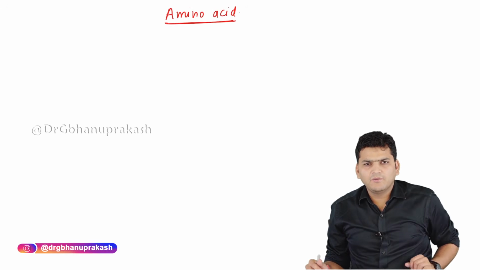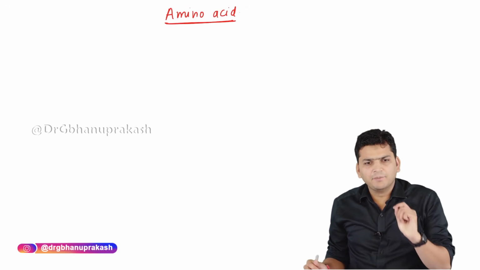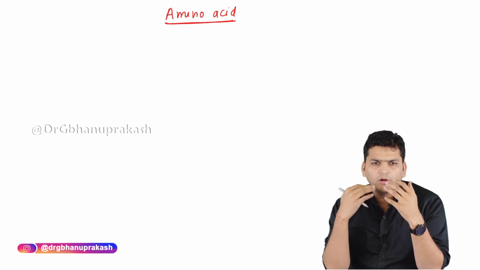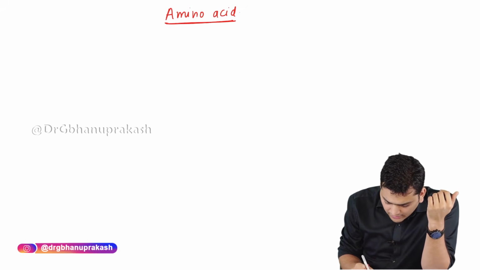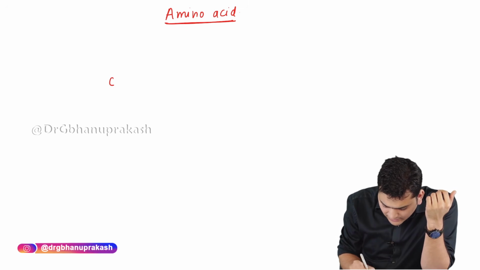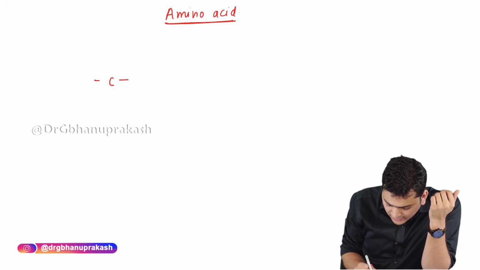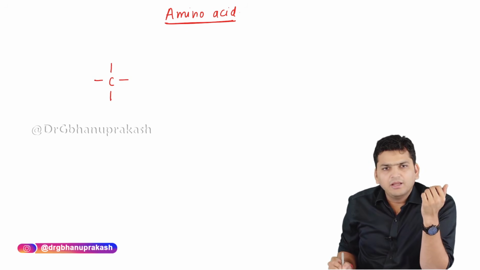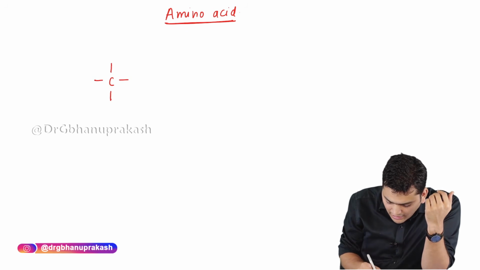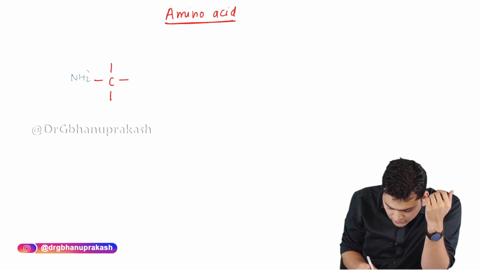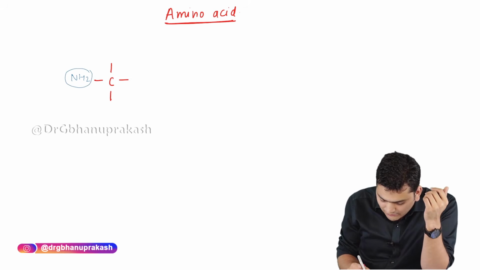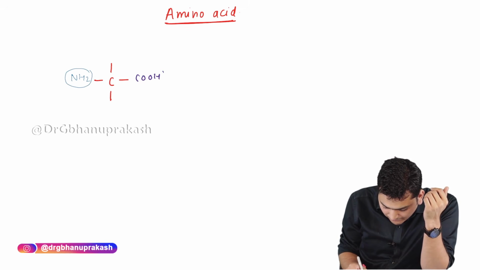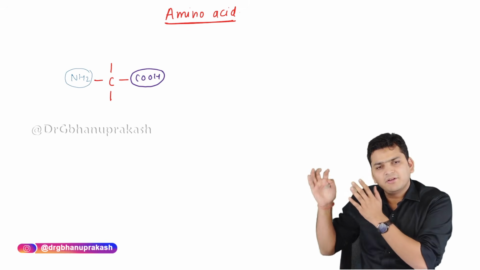Welcome guys, we shall be starting with the topic of amino acid. Now what does the word amino acid say to us? We know that carbon has 4 valencies. If I make a basic structure, on one of the valencies we have the amino group, that is NH2, and on another valency we have the acidic group at the same time.